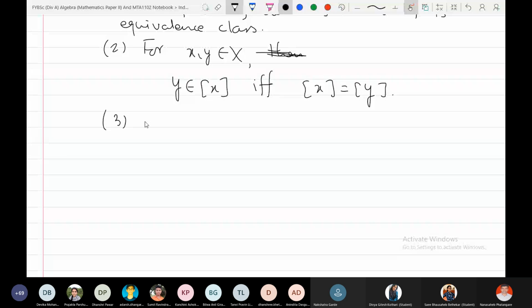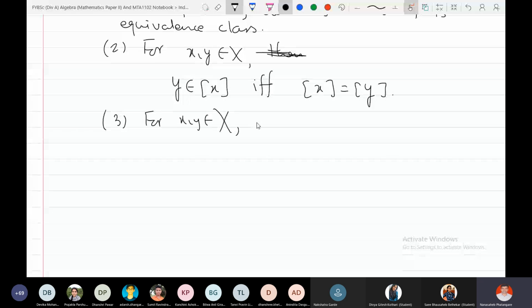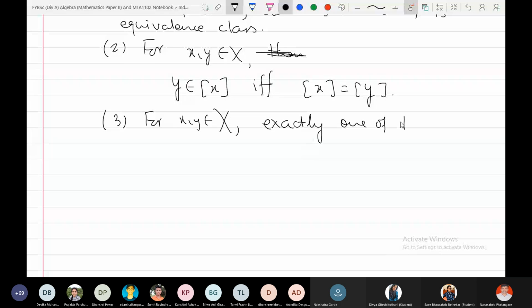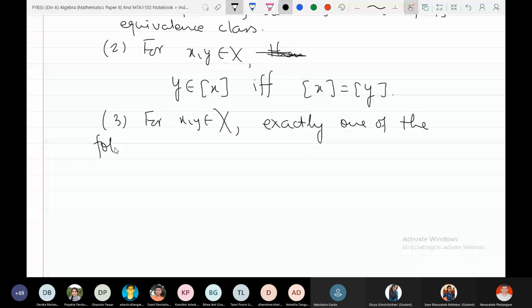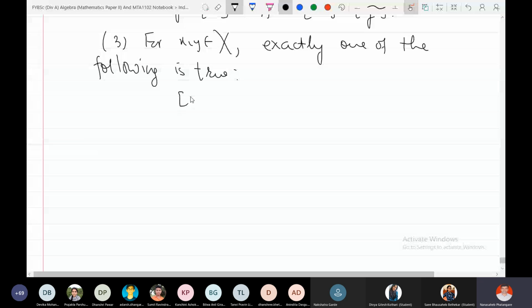Third, for x, y belonging to X, exactly one of the following is true. Exactly one of the following is true means what? The equivalence class of x is equal to the equivalence class of y, or the equivalence class of x intersection the equivalence class of y is empty.